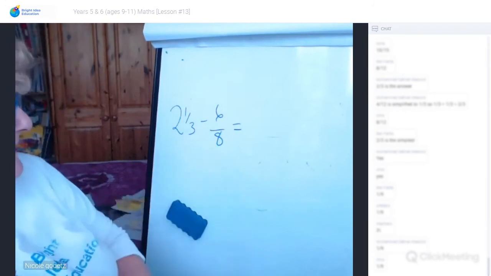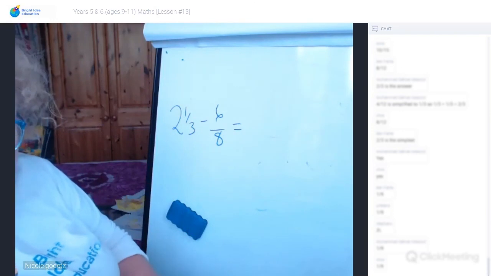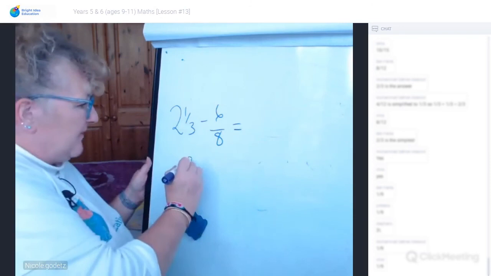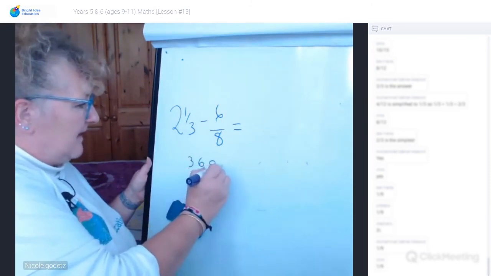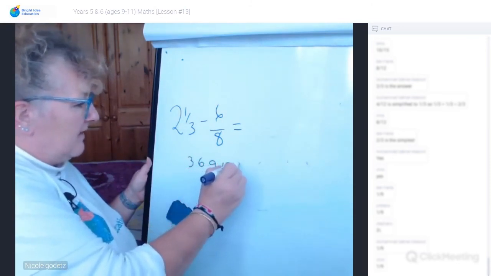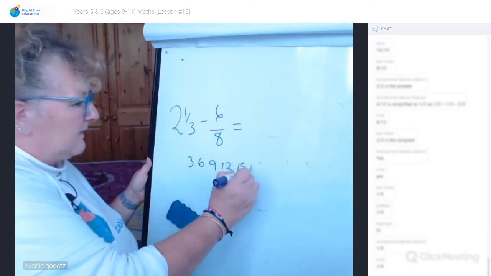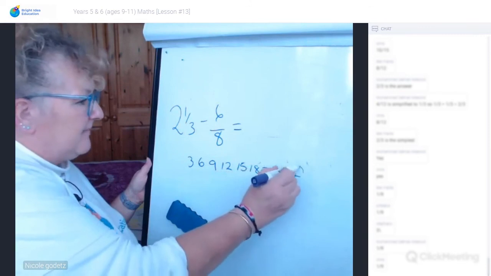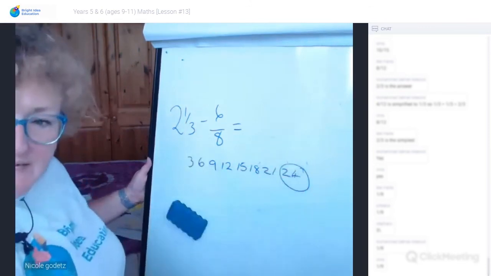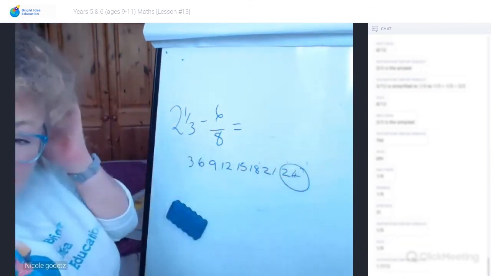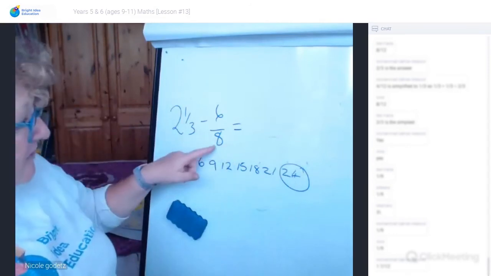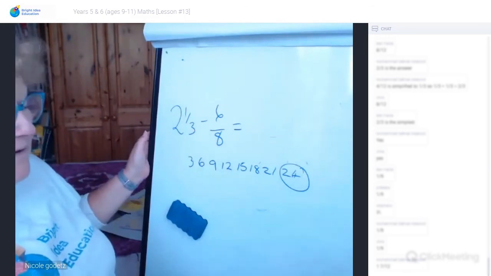Is 3 a multiple of 8? No, it is not. 3 is not a multiple of 8. So let's look at the multiples of 3. 3, 6, 9, 12, 15, 18, 21. Just hit one that I know is in the 8 times table. Would have been easier if I started with the 8, really. So the first multiple of 3 I came to that 8 could go into was 24.